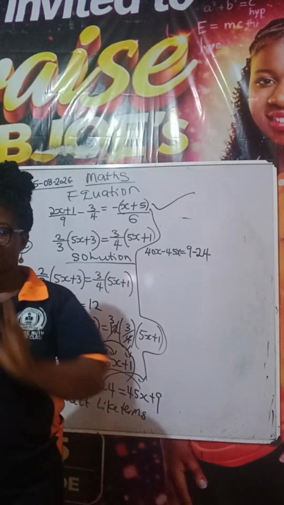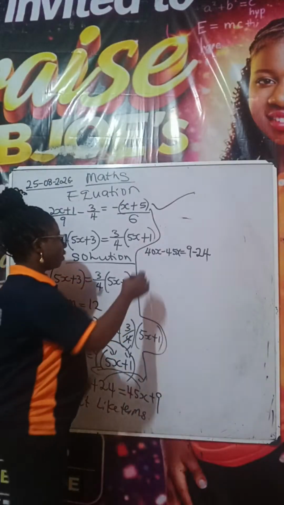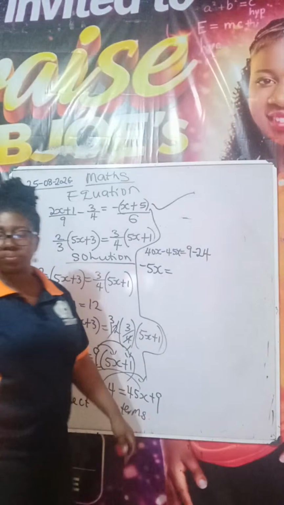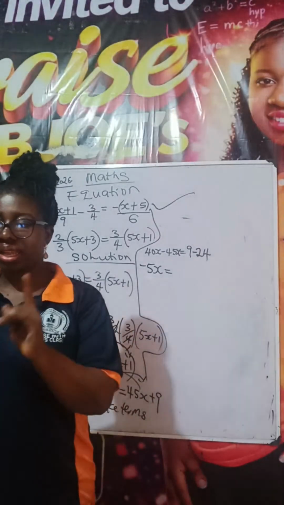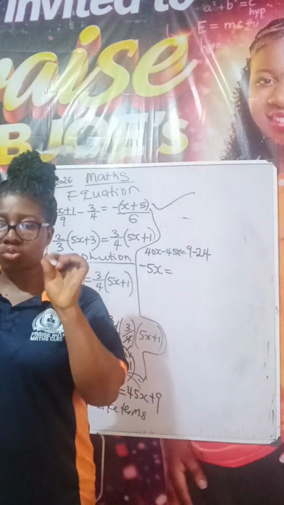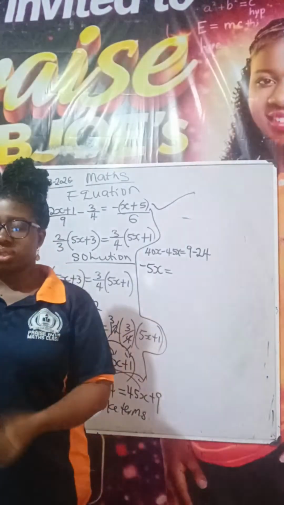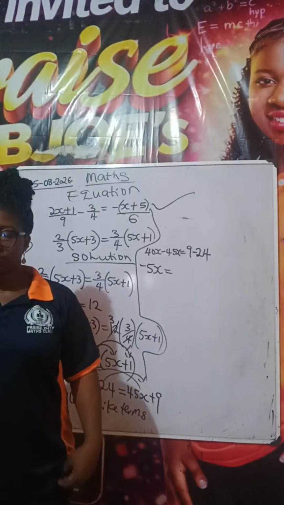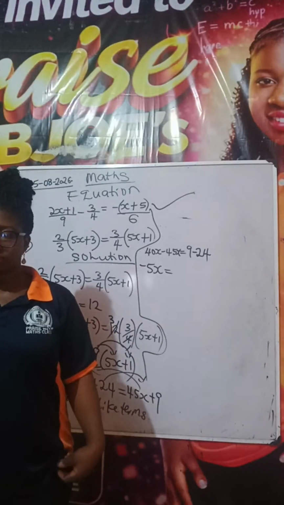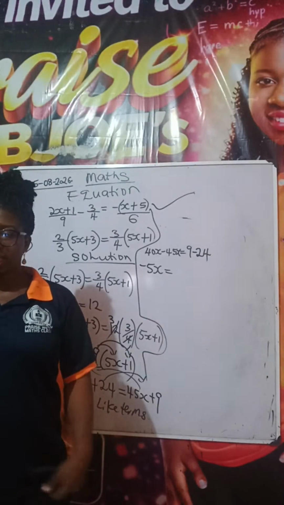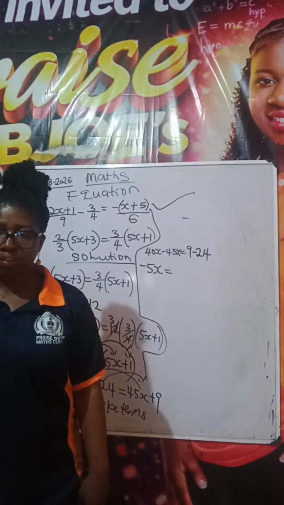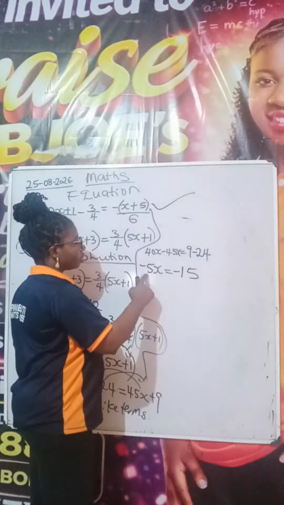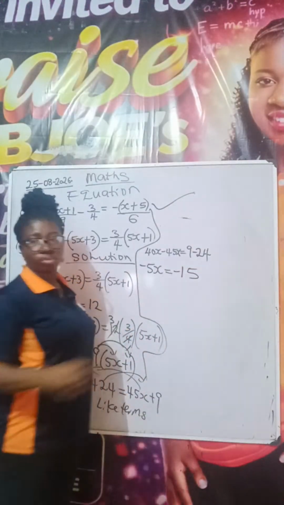Minus 5, correct. So we have minus 5x equals 9 minus 24. Everybody knows that 9 cannot remove 24, it's too small. So 9 minus 24 gives us minus 15. Beautiful. Now at this point, to remove this 5, what do we do?